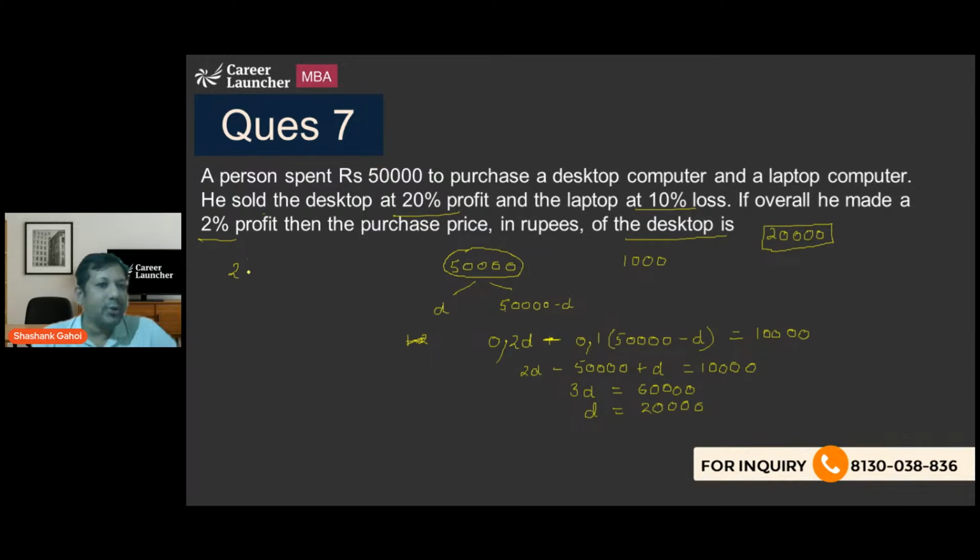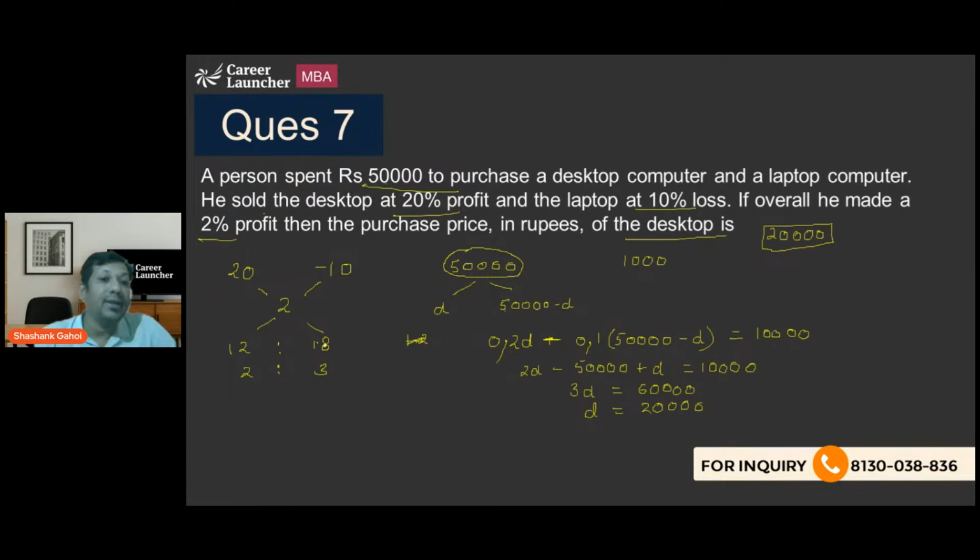On the desktop, the profit amount is 20. On laptop, the profit amount is minus 10. Overall, the profit amount is 2. So this comes out to be 12, this comes out to be 18. So ratio of cost price becomes 2 is to 3 and total cost price is 50,000.